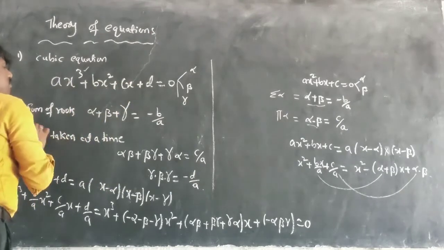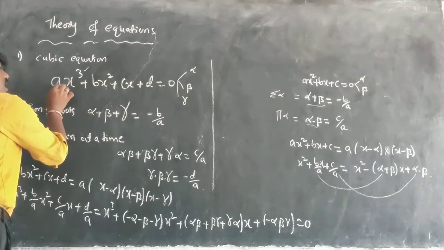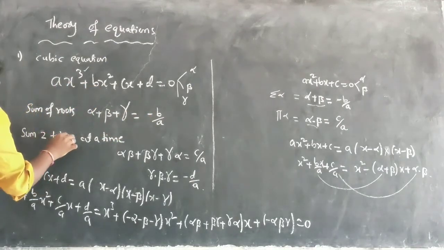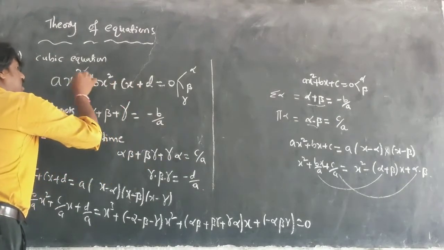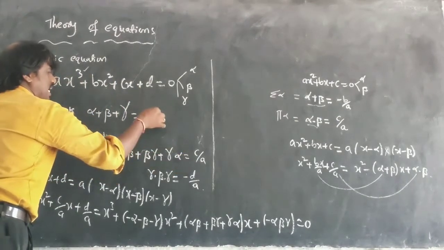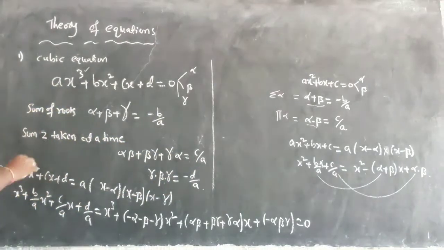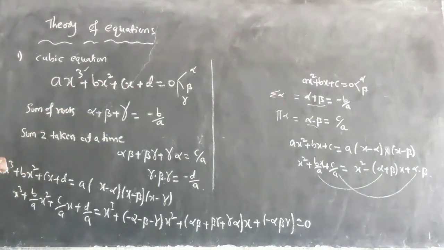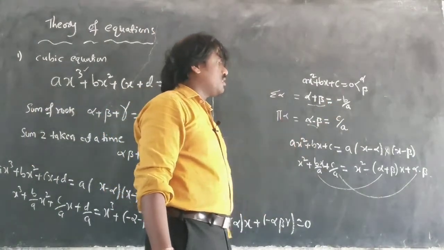c by a. Simple here: alpha plus beta plus gamma is minus b by a, and first is negative, means minus. And next, sum of the roots taken 2 at a time will be alpha beta plus beta gamma plus gamma alpha, that is c by a. Then it is plus, minus, plus, alternate. Next will be minus: alpha into beta into gamma, the product of the roots, will be minus d by a. Remember this thing. Here also you can see that negative, next you get positive.